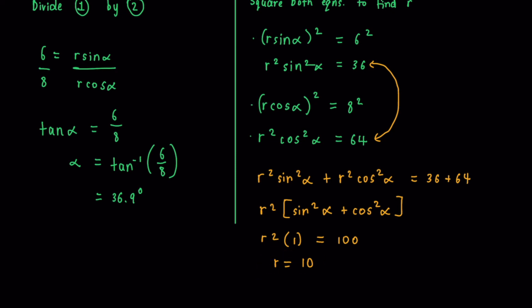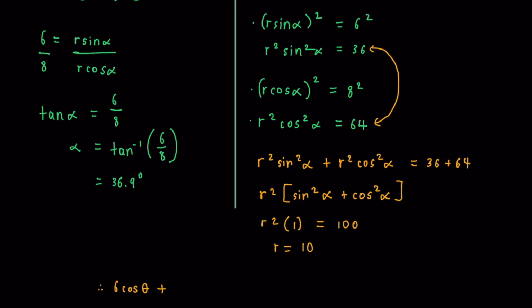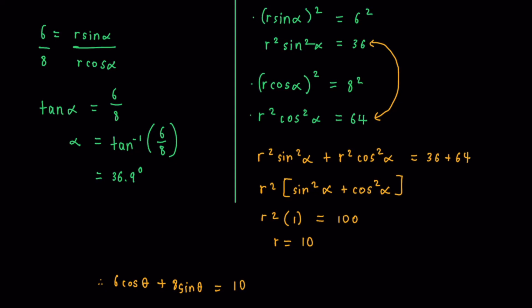So now we have alpha and r. We could just plug it into the form that they originally wanted and say that it is equal to 10, which is r, sine of theta plus alpha, and alpha we found to be 36.9 degrees. Therefore, this is our final answer.